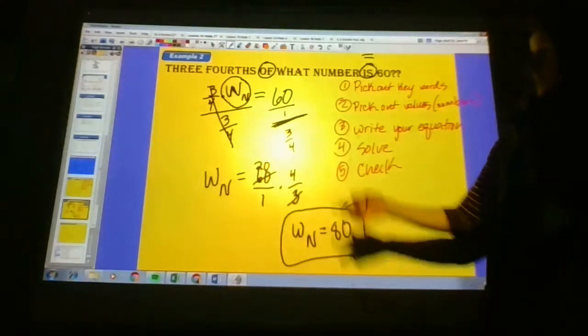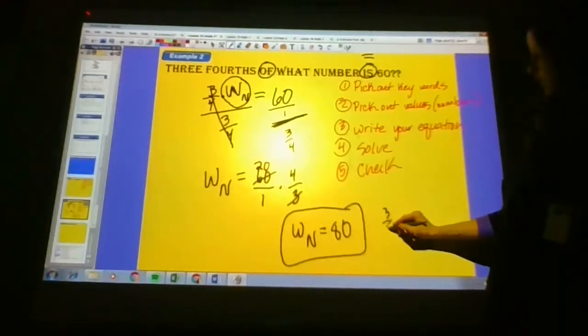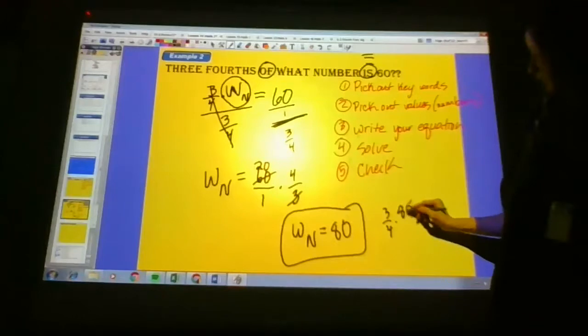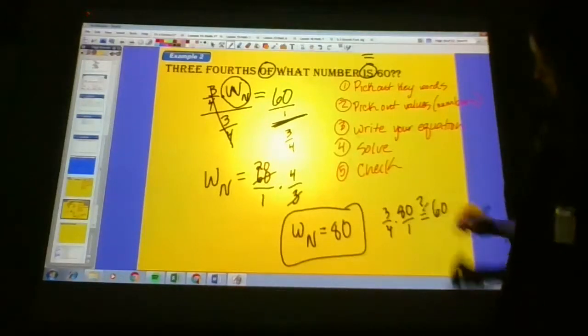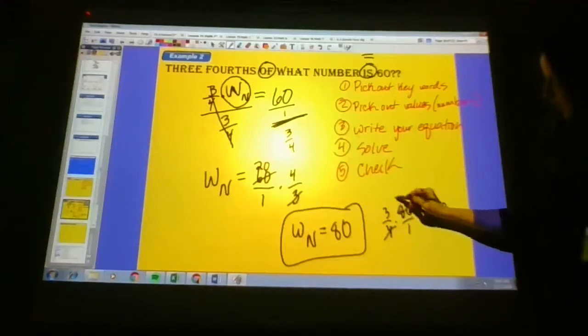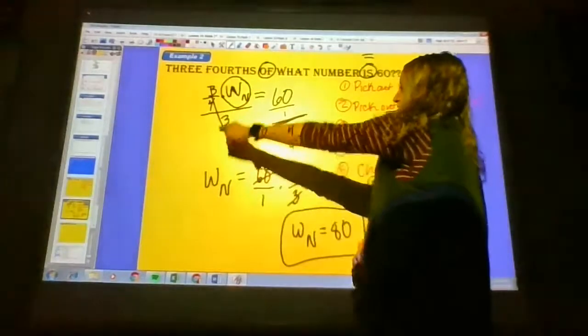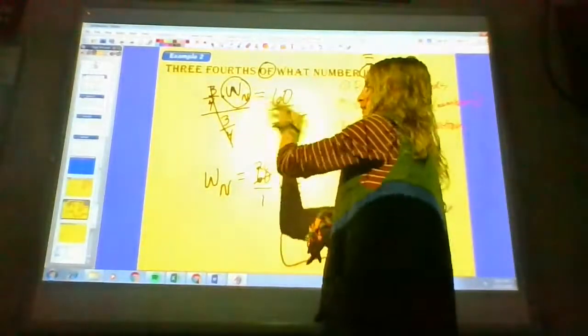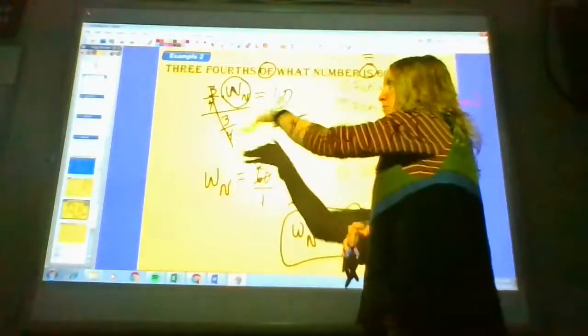The way you can check is by plugging it back in. So once again, 80 is our what number. So you'd have 3/4 times 80 over 1 equals 60. And we're going to see if this is true, so we put a question mark there. 4 goes into 80 20 times, 3 times 20 is 60. So we know we did it right. A very common mistake is that people will bring the 60 over here. Just remember, how do you know what number to move? It's always the number on the side of your variable that you want to move to the other side.